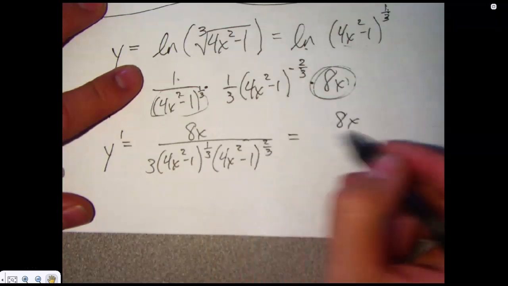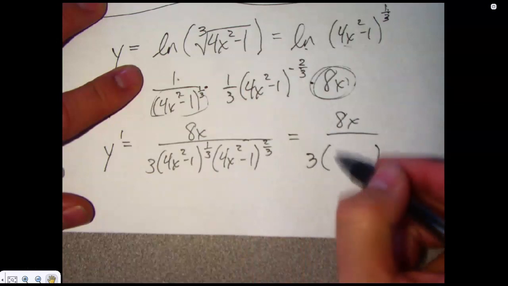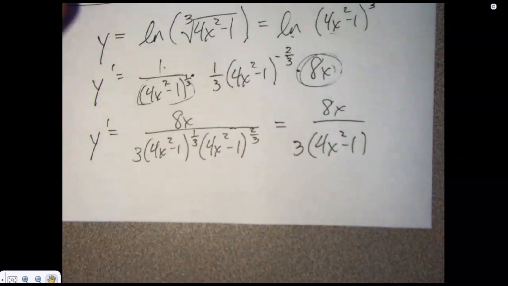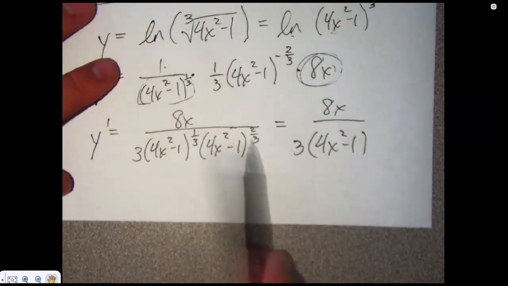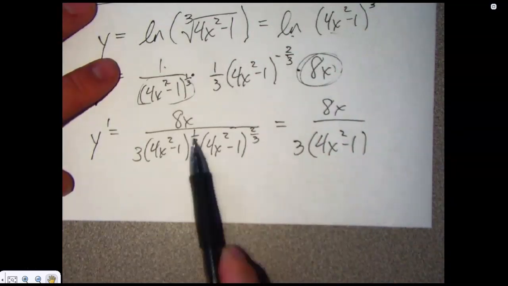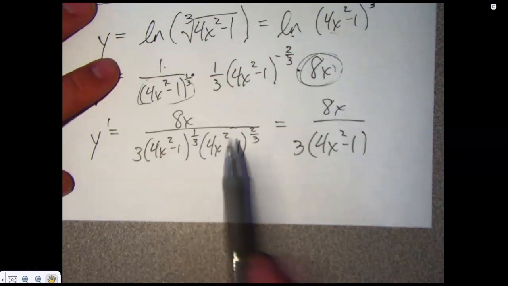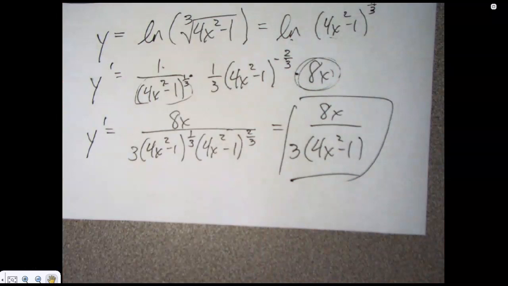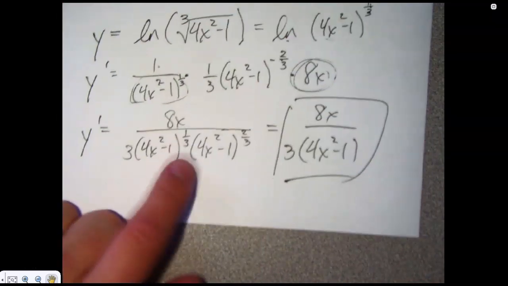So you're welcome to leave it like that, but how many 4x squared minus 1s do I really have on the bottom now? I have 1, right? I had 1/3. I put 2/3 more down there. When you're doing powers, when you multiply bases, you add up the powers. So that's the answer that AP does give you on a multiple choice. If it were a free response, I'm okay with this.